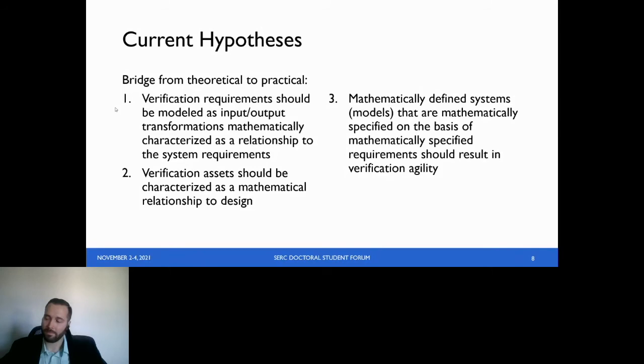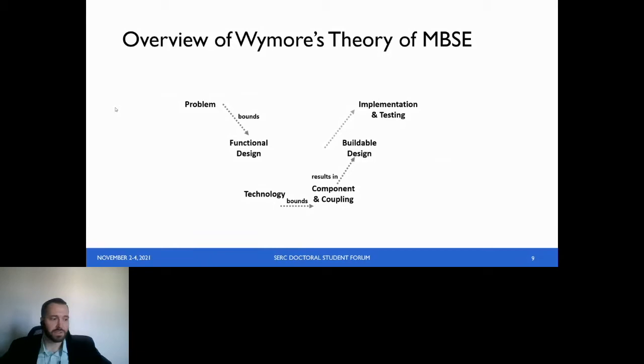So going back to Wymore's theory, in case you don't want to or don't have the time to read this dense book right here, I've abstracted it into this systems engineering V to show you some of the power that I'm extracting from this theory. Essentially, Wymore defined some problem spaces. The first is the problem space of functions, which defines and bounds the functional system design. Wymore defined another space, bound by available technology and resources, which is used to capture what components you can actually implement within the design and couple. Based on that coupling of the components, that results in a buildable design.